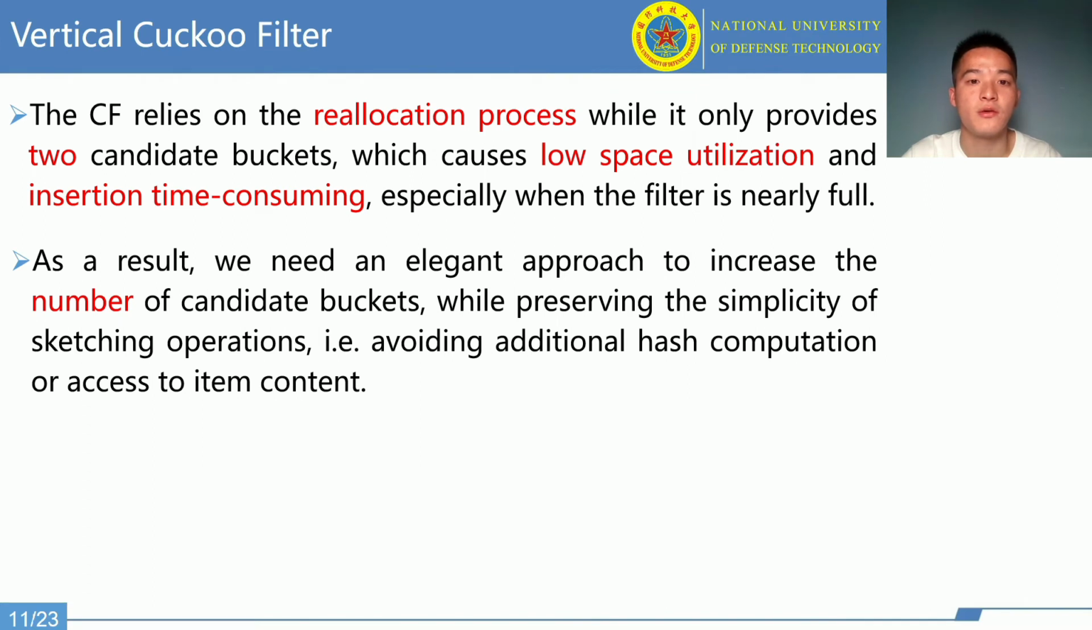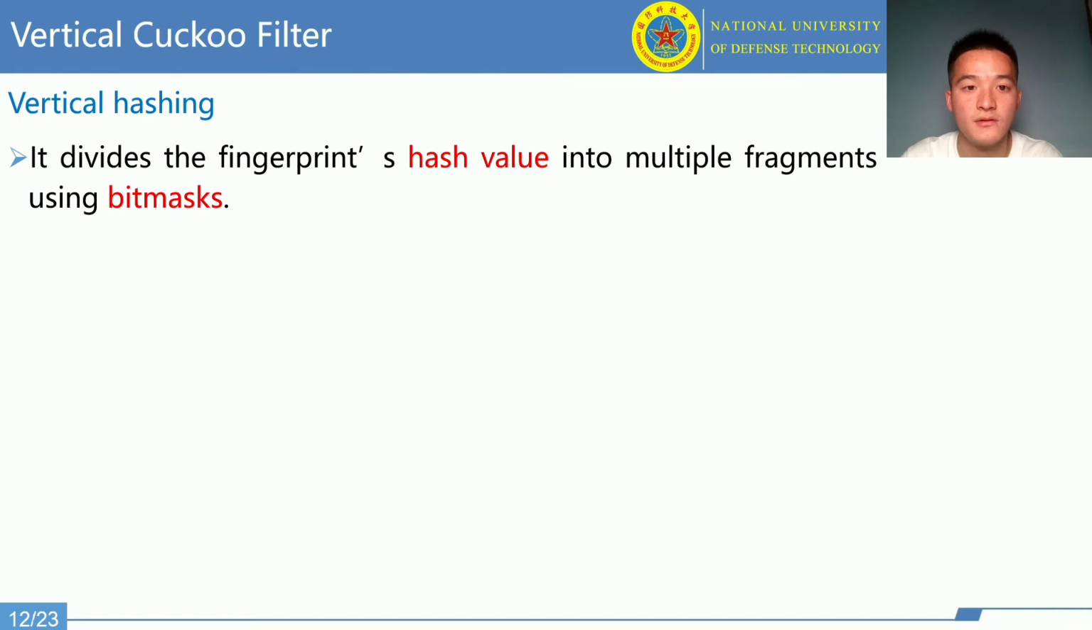The Cuckoo filter relies on the reallocation process, while it only provides 2 candidate buckets, which causes poor space utilization and time-consuming insertion, especially when the filter is nearly full. As a result, we need an elegant approach to increase the number of candidate buckets, while preserving the simplicity of sketching operations. So we come up with vertical hashing that can divide the fingerprint hash value into multiple fragments by using bit masks, thereby providing more candidate buckets.